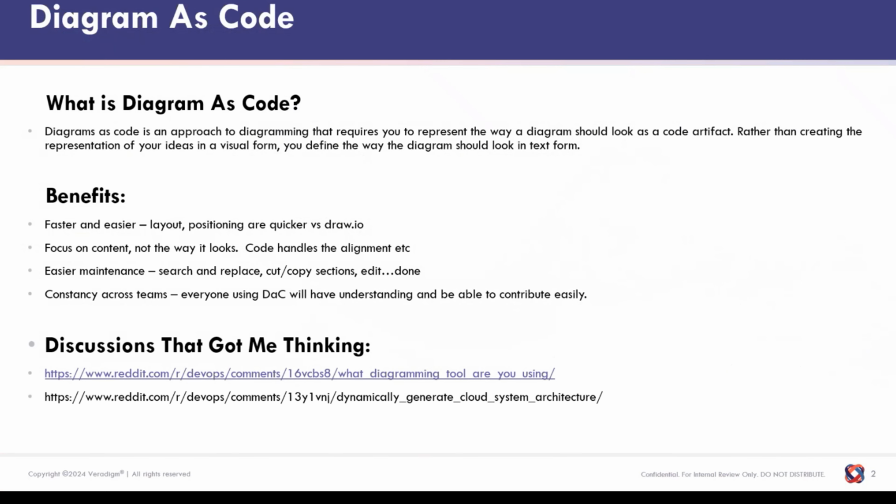So what is diagram as code? Basically, the idea is that you have an approach to diagramming that requires you to represent the way that diagram should look as a code artifact, rather than creating that representation of ideas in a visual form. You get to define the way it looks in text form, right?